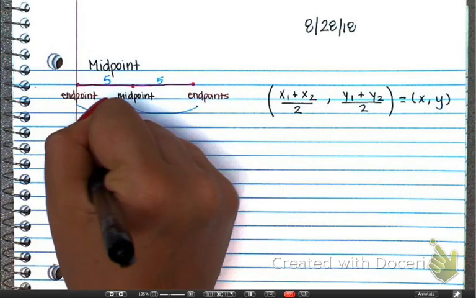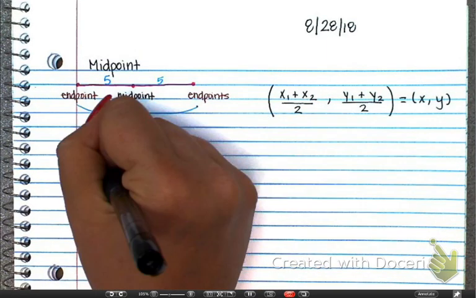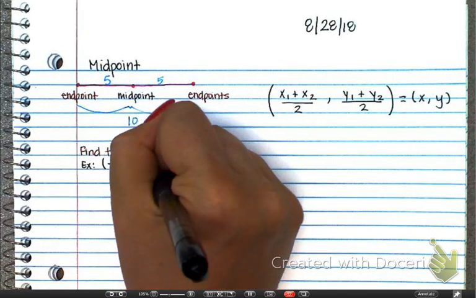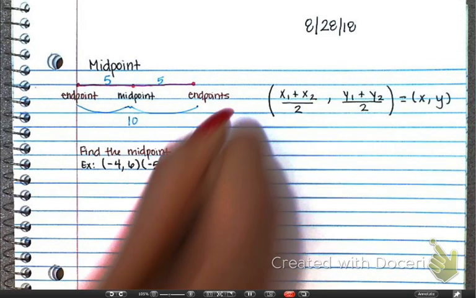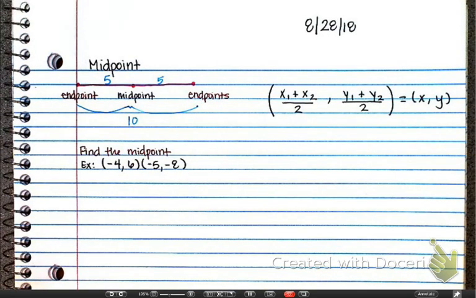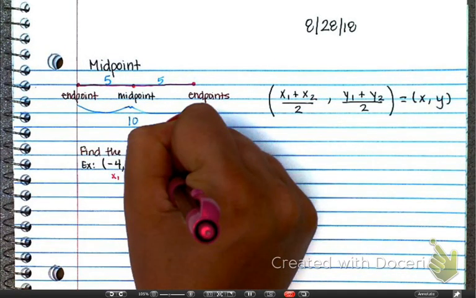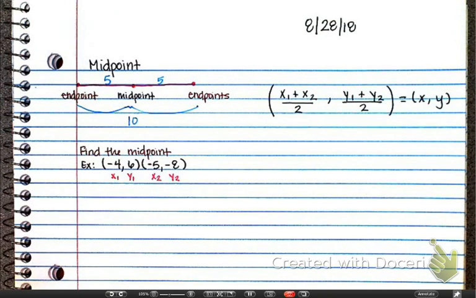So how about -4, comma 6, and -5, comma -8. What do you think the first thing I'm going to tell you to do is? I think I heard it. Before we plug in, label X1, Y1, X2, Y2. The reason we label is because we are less likely to screw it up than if we don't.